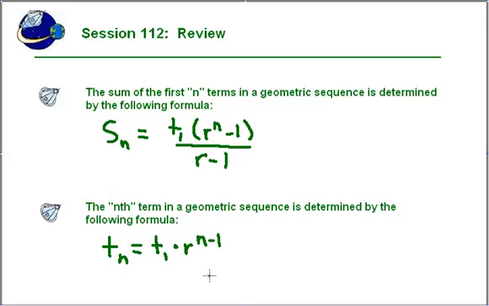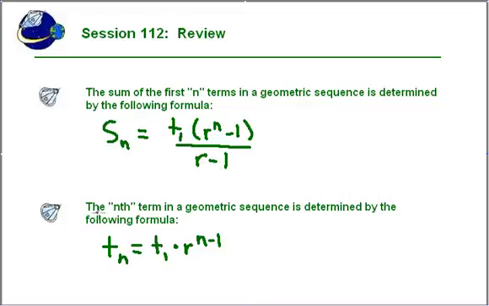Okay, on to our review page here. Here again are the two formulas. The sum of the first n terms in a geometric sequence is determined by the following formula. Sn, S standing for the sum of the first n terms, is going to be equal to T1, which is the first term of your sequence, multiplied by R to the n. R is the rate at which you have to multiply each term to get the next term. n is the number of terms. So you're taking R to the nth power, subtracting 1 from it, and then dividing that by R minus 1.